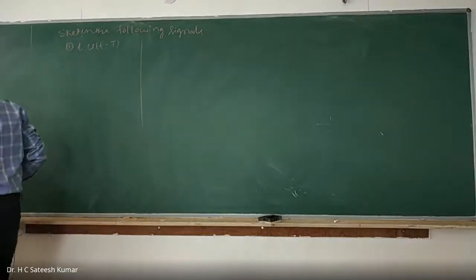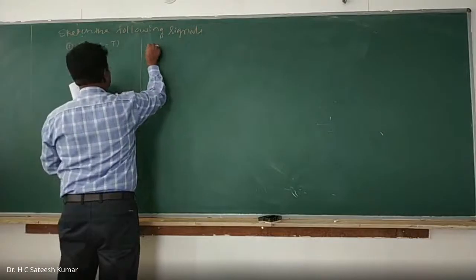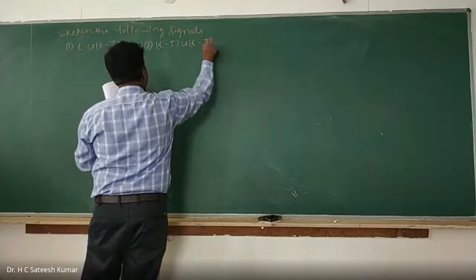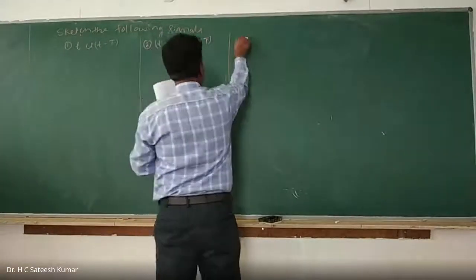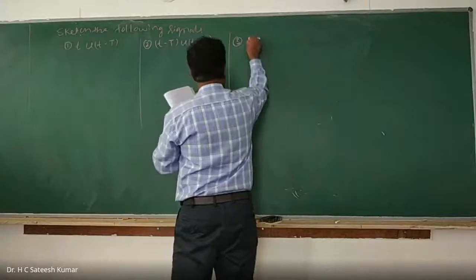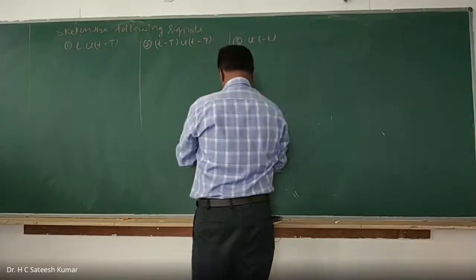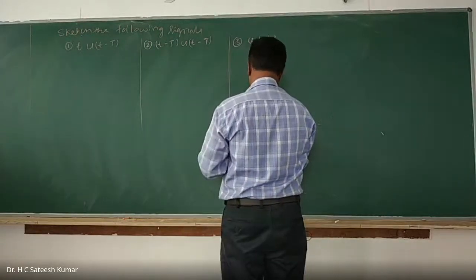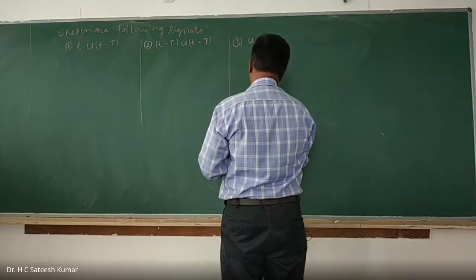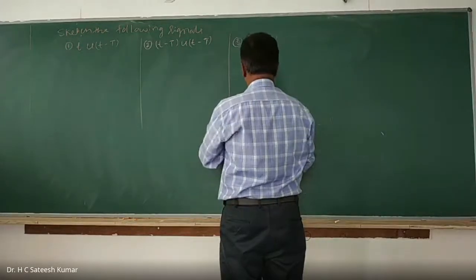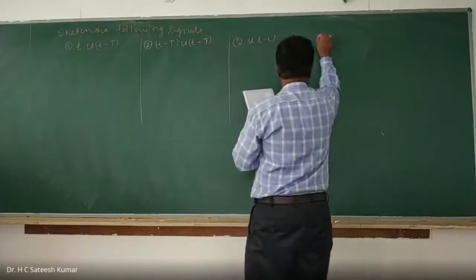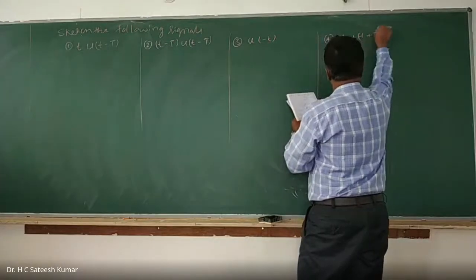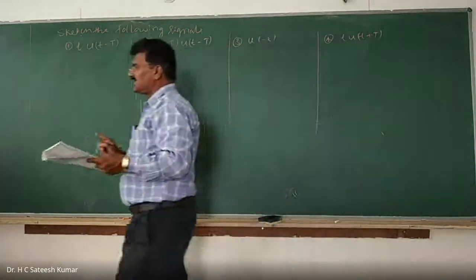Second one is t minus T into u of t minus T. Third one, u of minus t. Fourth one, t into u of t plus T. This is one of the examination problems for 4 marks. Sketching each of them is 1 mark.